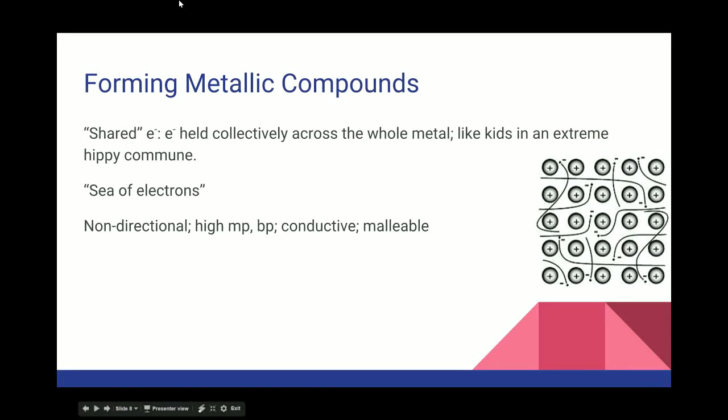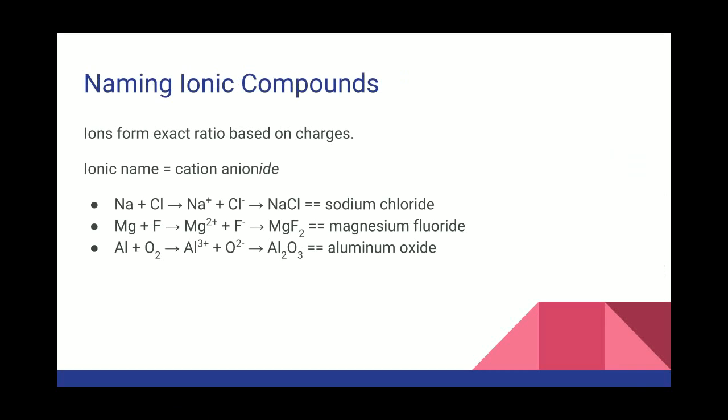Welcome back. This is Lecture 3, and now we're going to move on from discussing the different types of compounds to naming our compounds. We are going to name ionic compounds and covalent compounds, but not metallic compounds. So, for our ionic compounds, the first thing to remember is that ions form an exact ratio based on the charges of the ions involved.